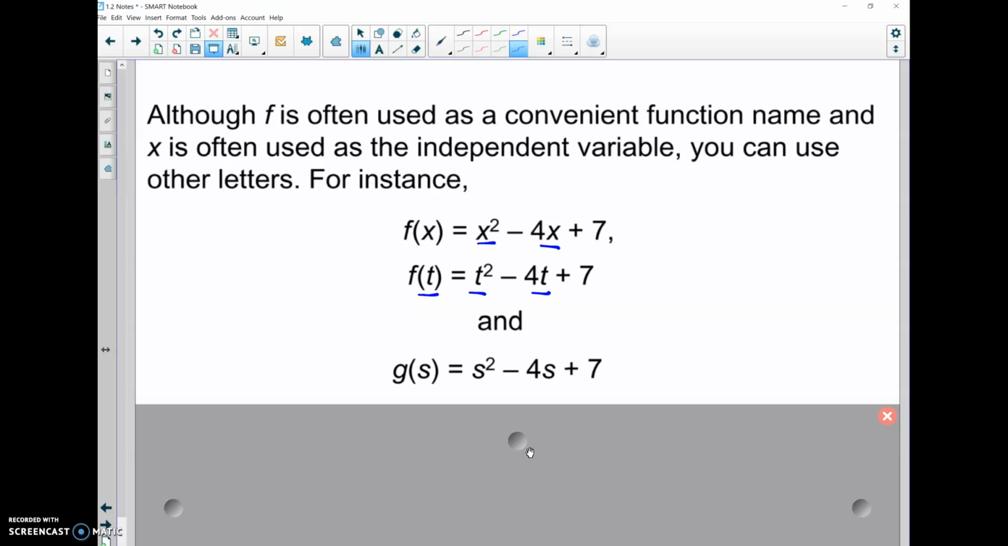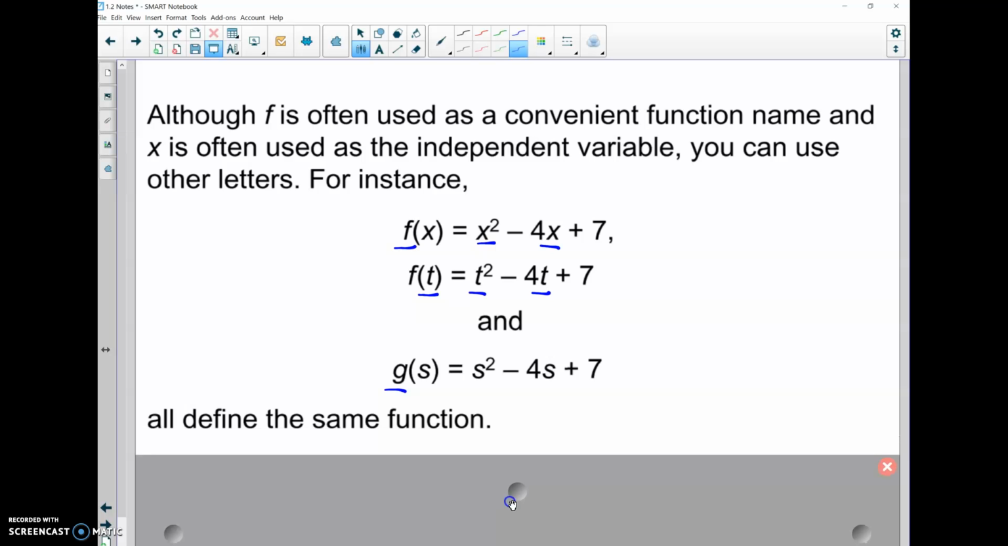And also, if you are dealing with 2 different equations and f is already taken up, g is also a different way of writing a function. So if you have 3 functions, you may see 3 functions on the same graph. One's called f of x, one's called g of x, one's called r of x. All of these are defining the same function right now. These 2 just here replace x with s.